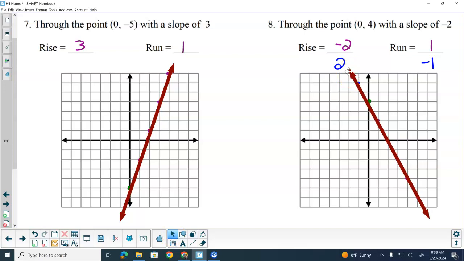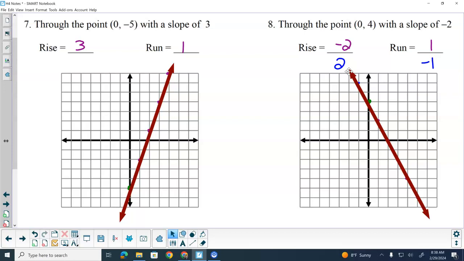What do we think? A little easier, not having to do all the math of the chart and all that stuff? Yeah? Okay. We just have to have one point that's on the line. So sometimes you might have to find one point.